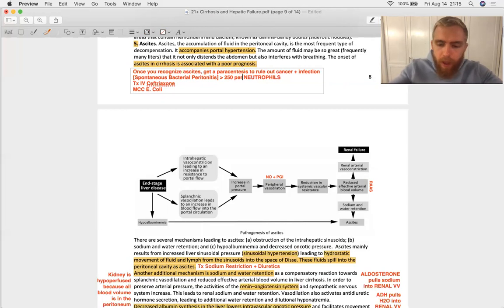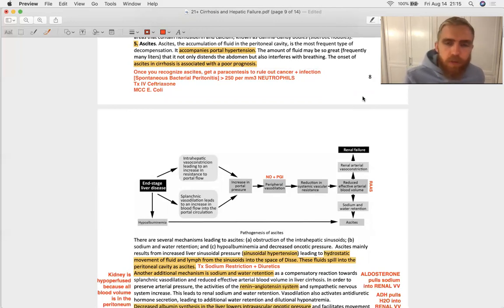And any neutrophil count over 250 per cubic millimeter is going to indicate spontaneous bacterial peritonitis. And so that patient's getting ceftriaxone immediately. You're going to do the tap, get the fluid off, send it to the lab. And most commonly in adults, it sends back E. coli.